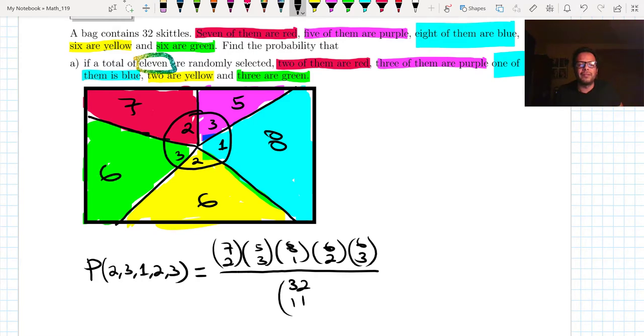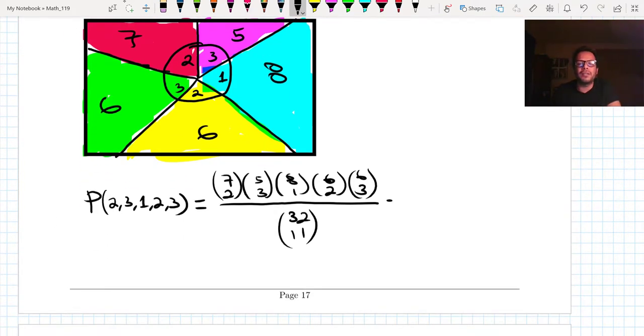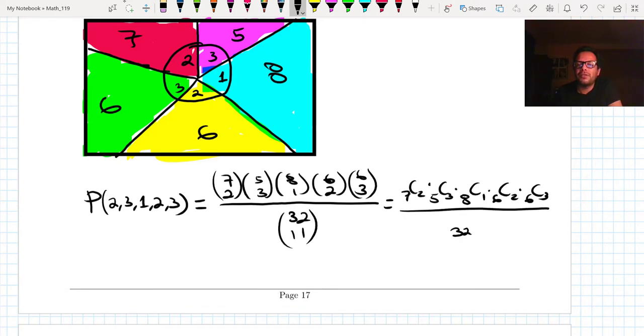Choose 11. Okay, if we use the C notation for this, we are going to get 7 choose 2 times 5 choose 3 times 8 choose 1 times 6 choose 2 times 6 choose 3. The whole thing being divided by 32 choose 11. Okay, I'm going to show you how to do this using the calculator.